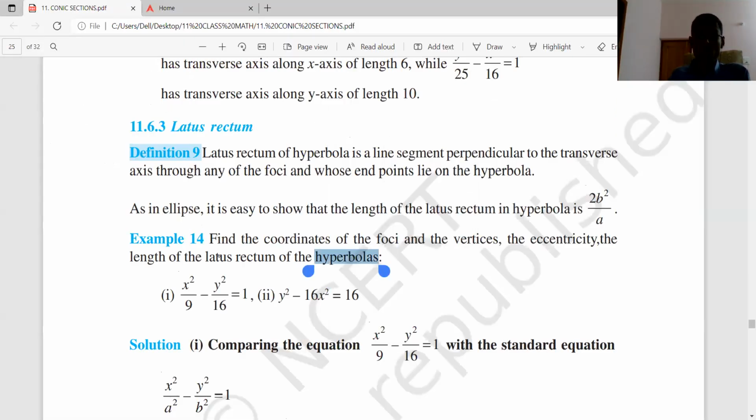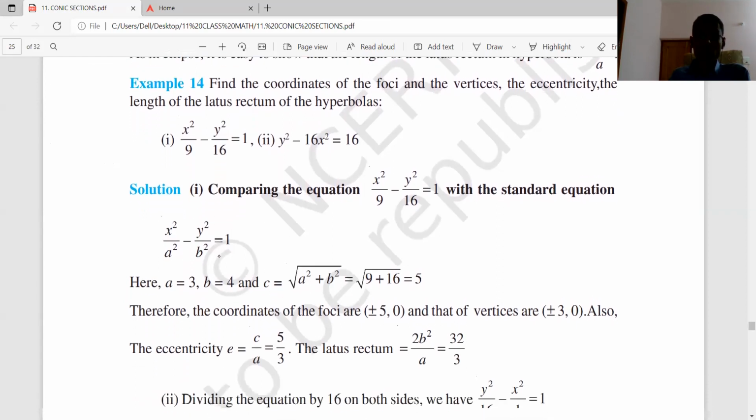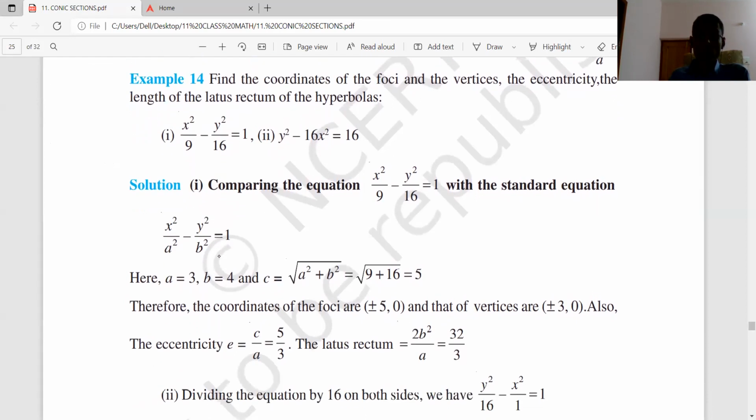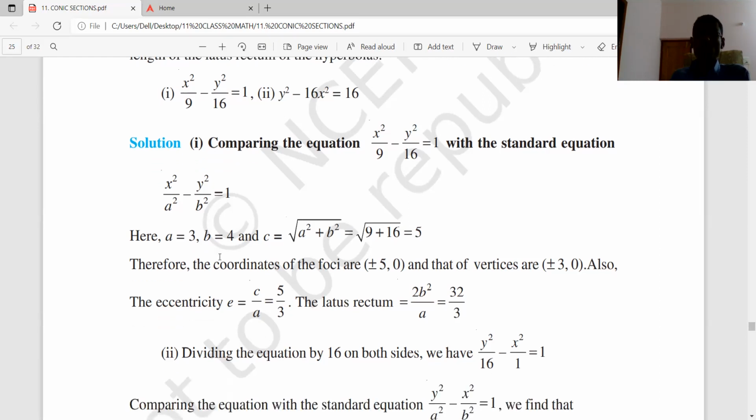So here, find the coordinate axis of the foci, what is the eccentricity, and the length of the latus rectum of the hyperbola. Comparing the equation with x square by a square minus y square by b square, a square is 9, a is 3, b square is 16, b is 4. So what is c then? Under root of a square plus b square, that's according to definition. So c is 5. Immediately what you should find? A, B, C. For everything you need to find A, B, C.